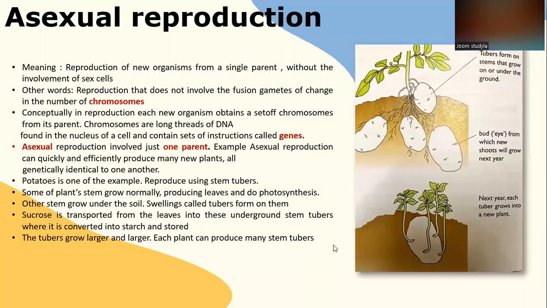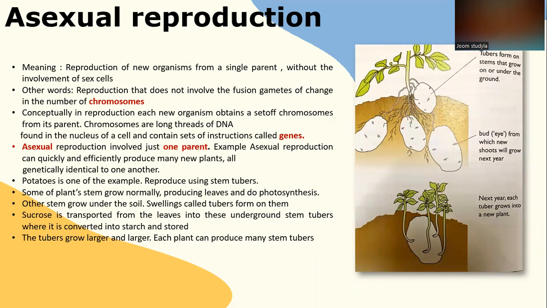Asexual reproduction. Asexual reproduction means the reproduction of a new organism from a single parent without the involvement of sex cells. In other words, it is reproduction that does not involve the fusion of gametes or a change in the number of chromosomes. Conceptually, in asexual reproduction, each new organism obtains a set of chromosomes from its parent. Chromosomes are long threads of DNA found in the nucleus of a cell that contain sets of instructions called genes.